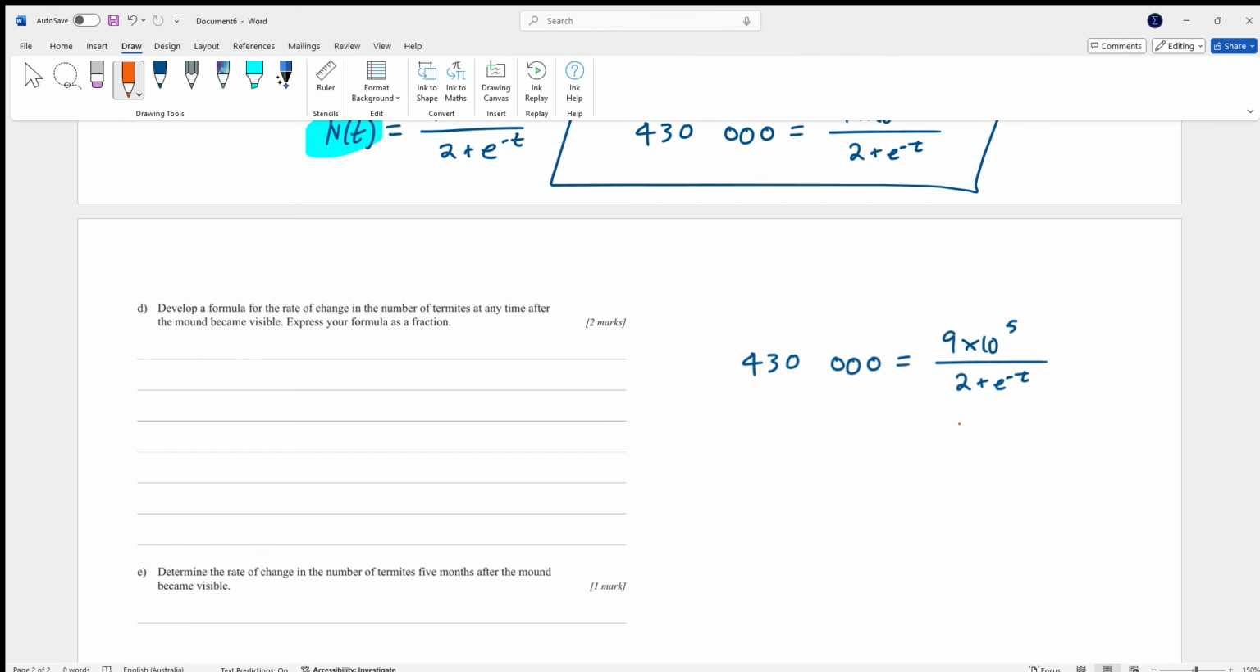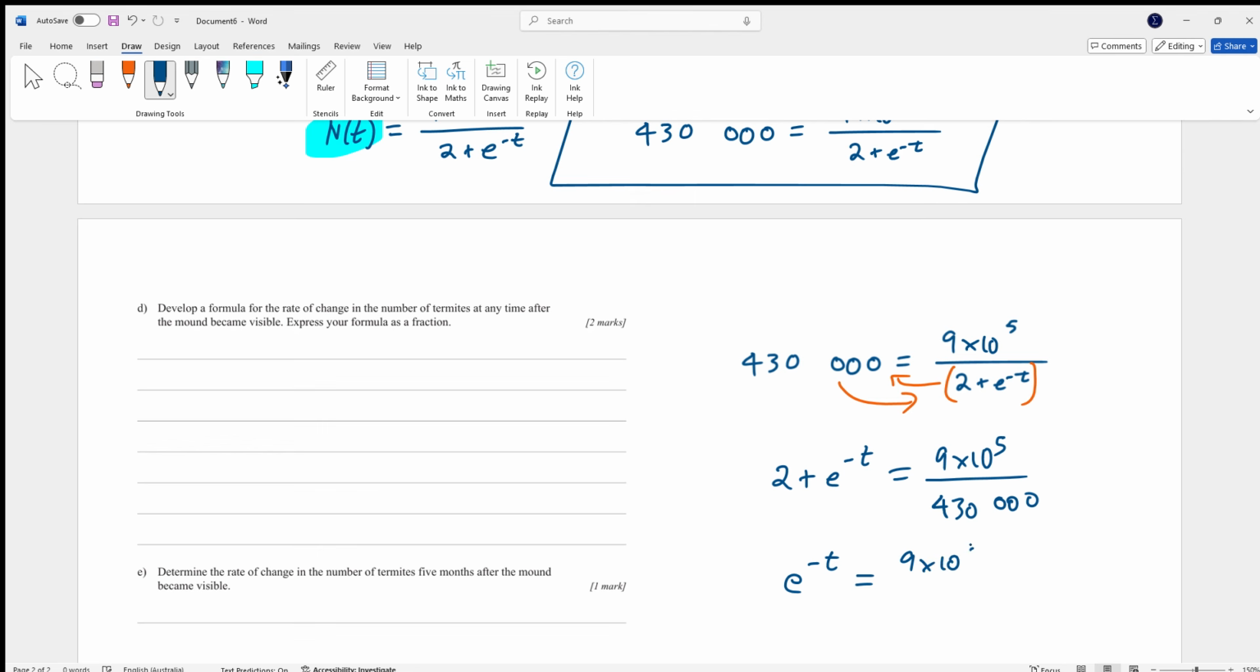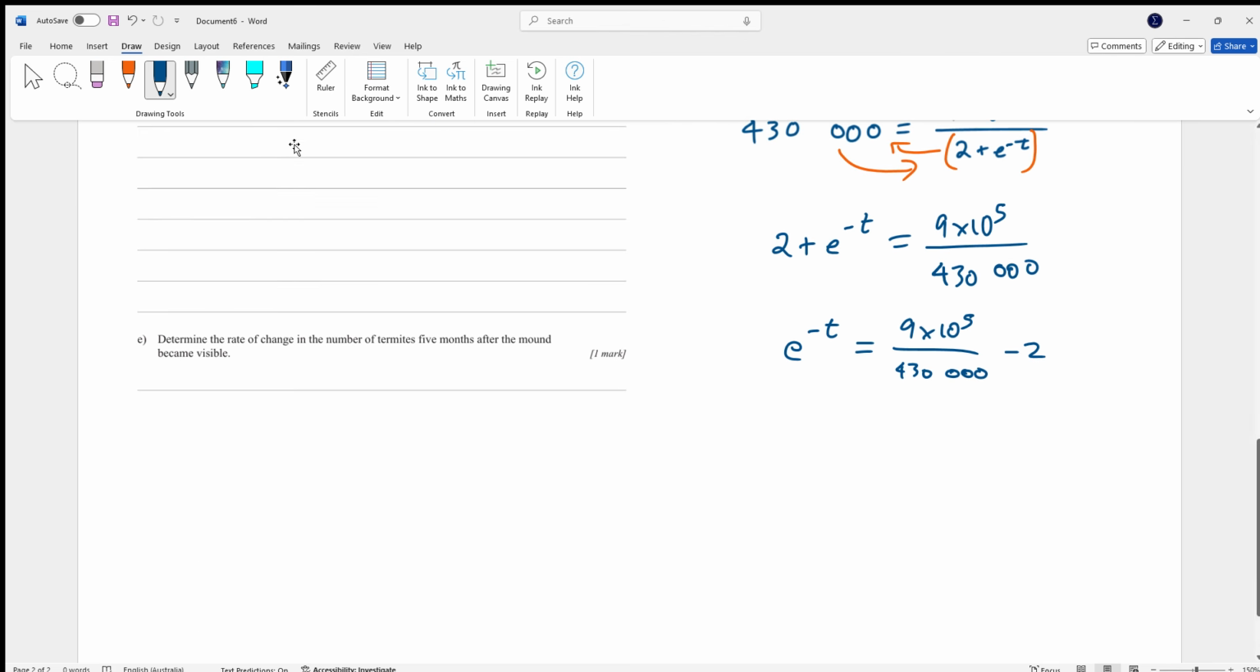So here I would try and get the t by itself, so I'd move that entire term up there, and I would move this term down here. So basically we're swapping them. So 2 plus e to the negative t equals 9 times 10 to the 5 over 430,000. I would move the 2 to the other side, so you have e to the negative t equals whatever that number is there, minus 2. Then I would natural log both sides to get the t by itself.